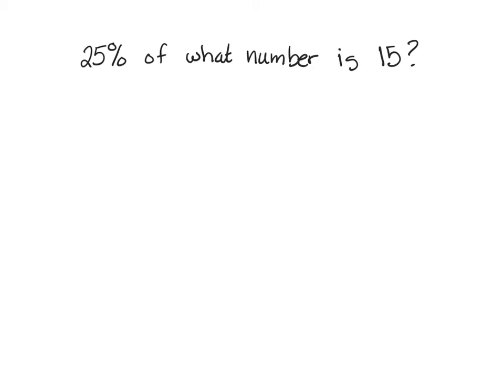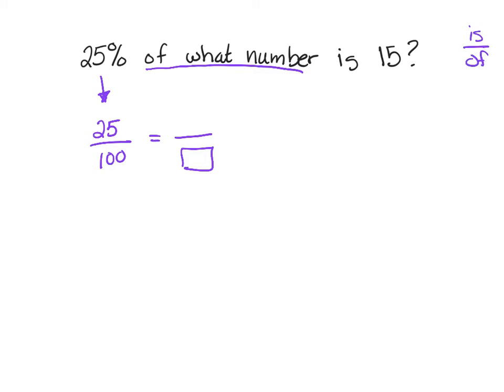So 25% of what number is 15? So again, I'm going to set up a proportion. So 25% is 25 out of 100. And it says, of what number? So I don't know what number is on the bottom, okay? If you want to think of it as is over of, right? So the top number would be is, if it's equal to, and of would be on the bottom. But it's out of what number you're trying to figure out.